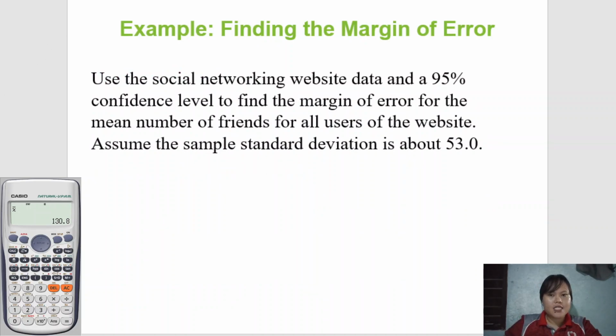Okay, so we have this example. Supposing we use the social networking website data, the one we actually solved a while ago. Okay, and a 95% confidence level to find the margin of error for the mean number of friends for all users of the website. Assume the sample standard deviation is about 53. Okay, so since given naman daw yung ating confidence level 95%.